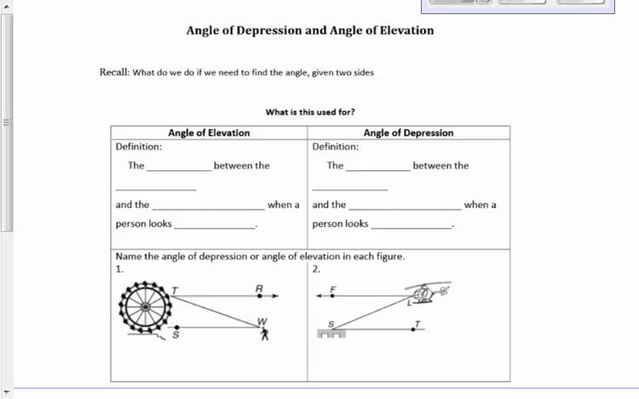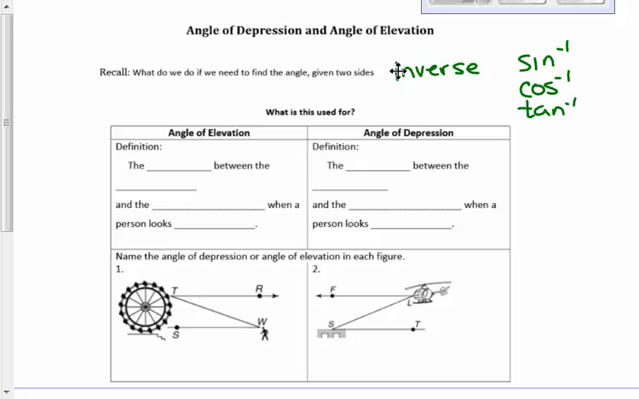So let's recall some previous knowledge. What do we do if we need to find an angle given two sides? That means we have two side lengths, and we're missing the angle. Anytime you're missing the angle, you're taking the inverse of that trig function. In your calculator, that's the second trig function. If we were working with sine, the inverse of sine is sine raised to the -1. The same with cosine and tangent. The inverses are used to find an angle.